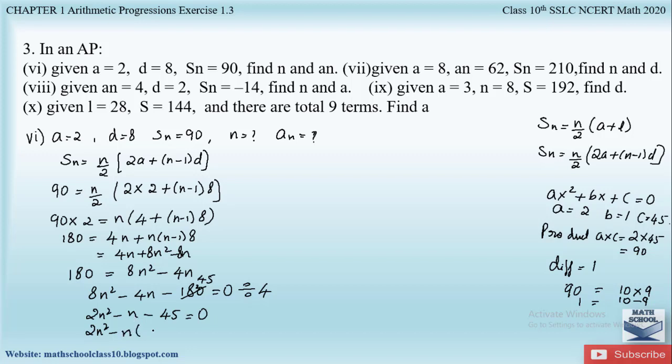Instead of 1, we will write 10 minus 9, minus 45 is equal to 0. So 10 minus 9 is 1n. Open this bracket. So you will get 2n square minus 10n, and minus into minus will become plus 9n, minus 45 is equal to 0.